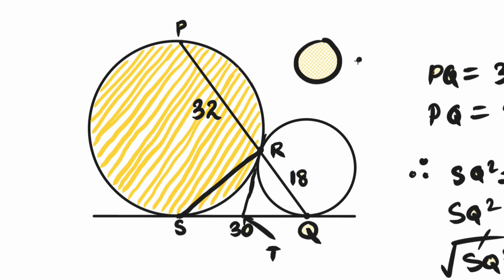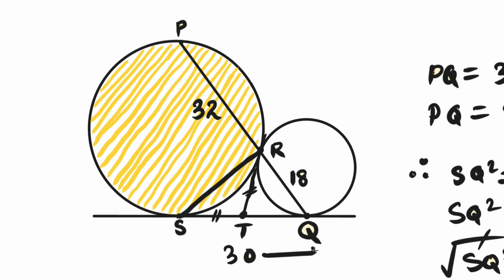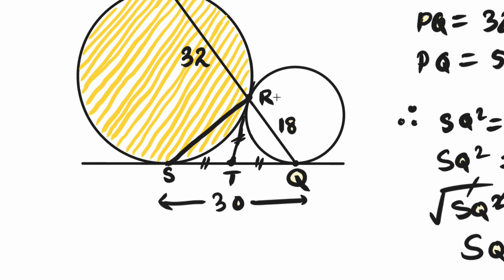From the same external point, tangent segments drawn to a circle have equal lengths. For the larger circle, TS and TR are both tangent segments from T, so TS equals TR. For the smaller circle, TR and TQ are tangent segments from the same external point, T, so TR equals TQ. Therefore, we have TS equals TR equals TQ. This means we can treat the two triangles around point T as isosceles triangles.